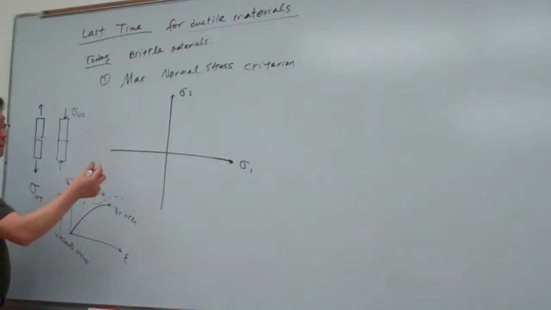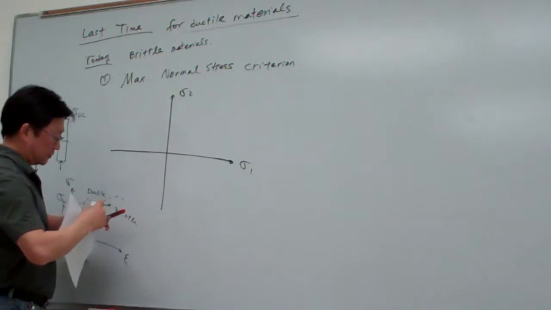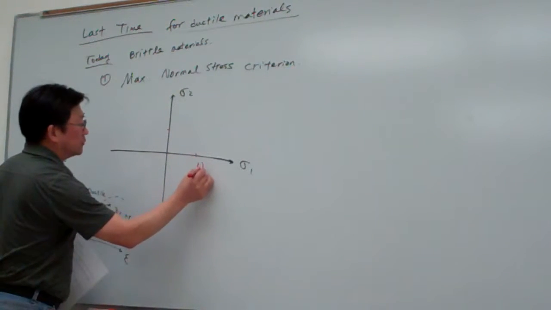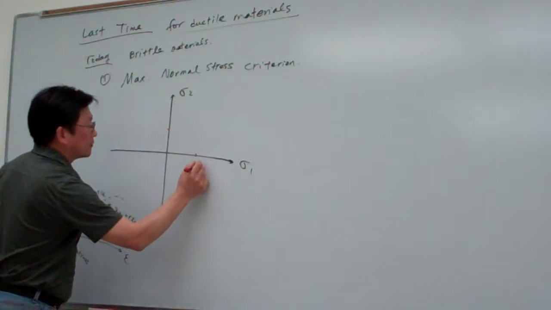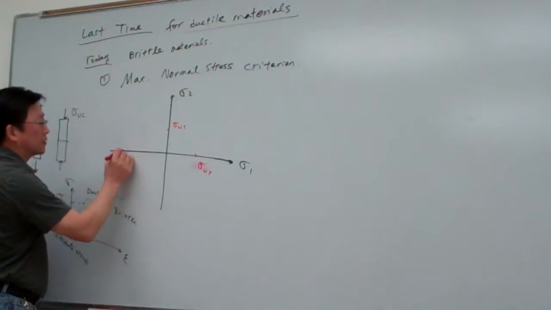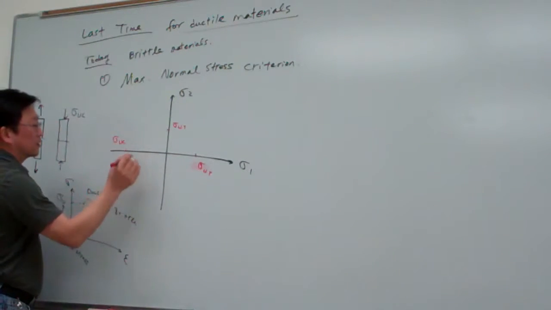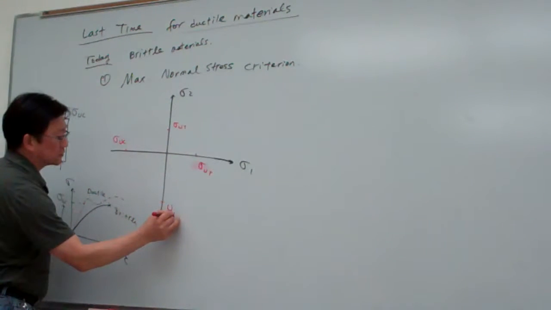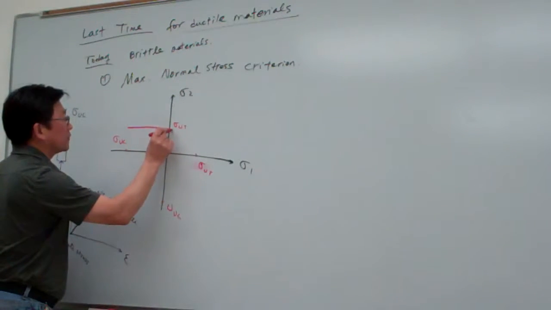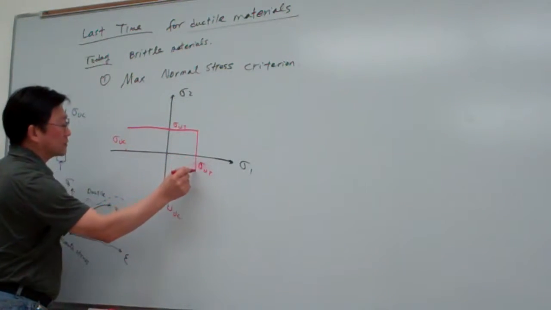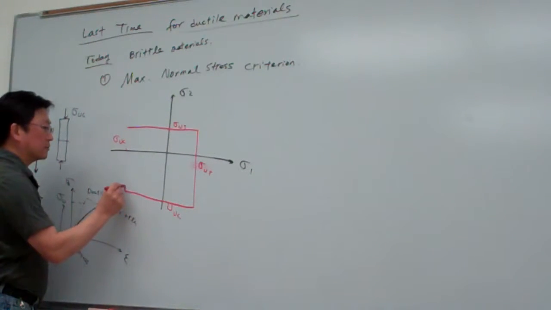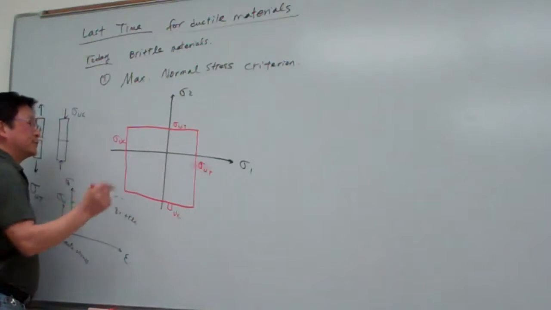So we have this information, then we simply put it in here. That is sigma UT, positive, and sigma UC, which is negative. For this criterion, that is pretty straightforward. The boundary edge connects the four points, and basically that is a square.